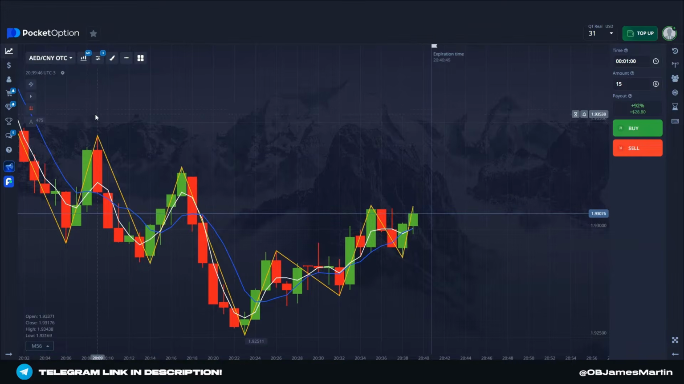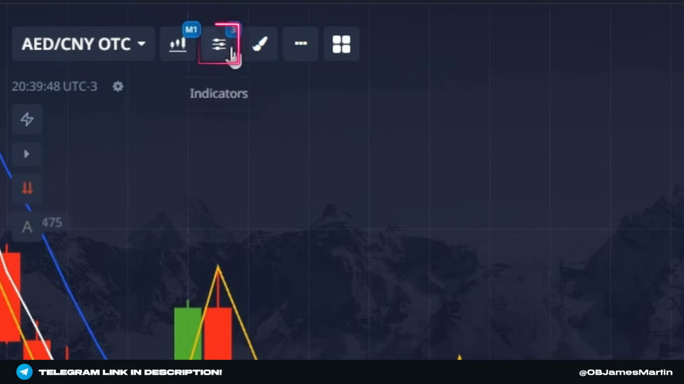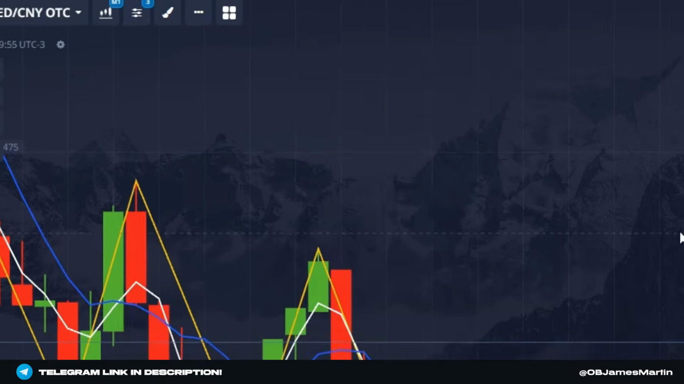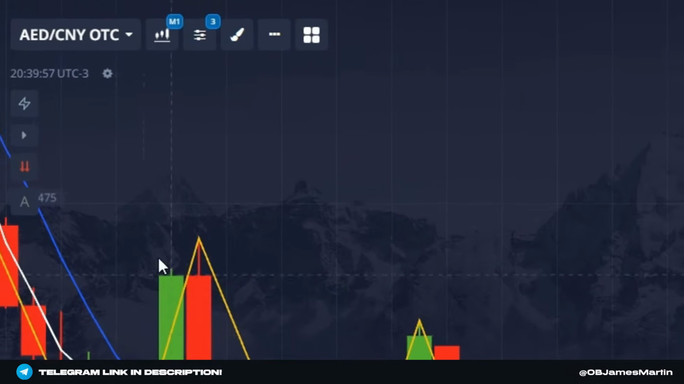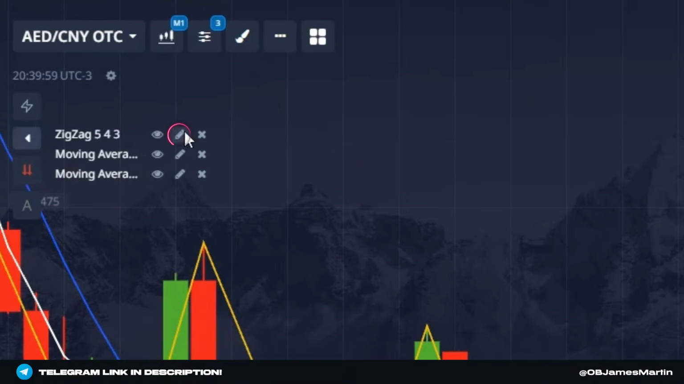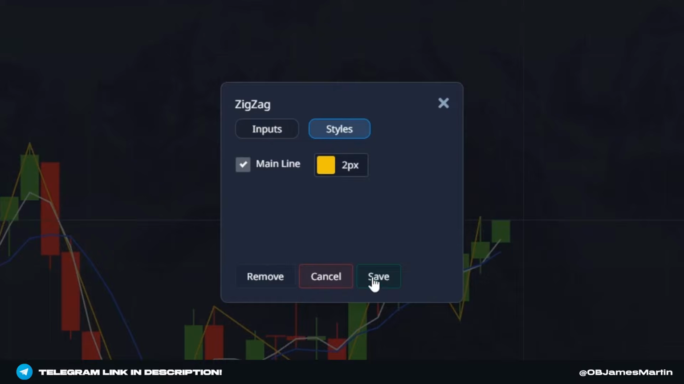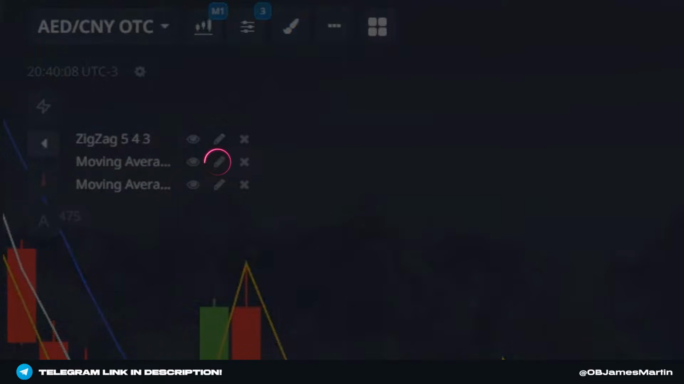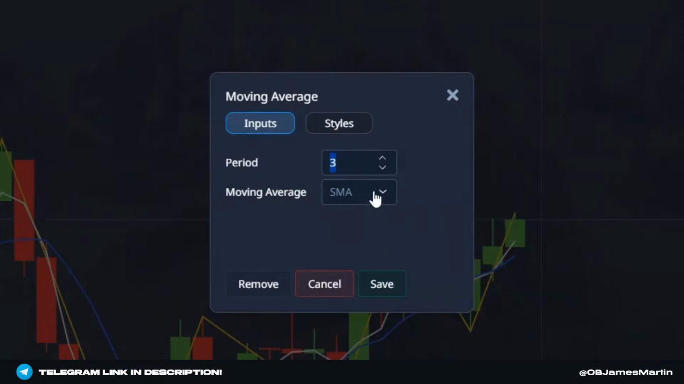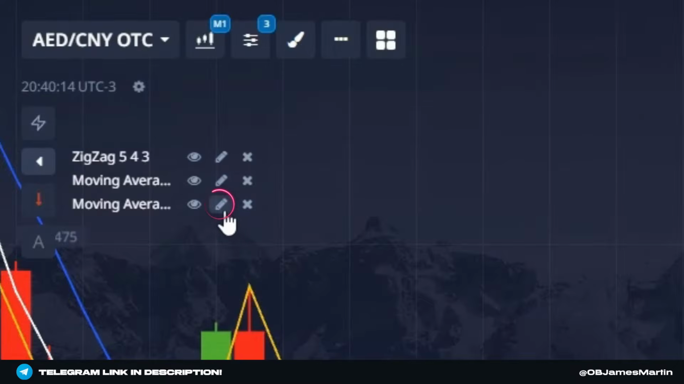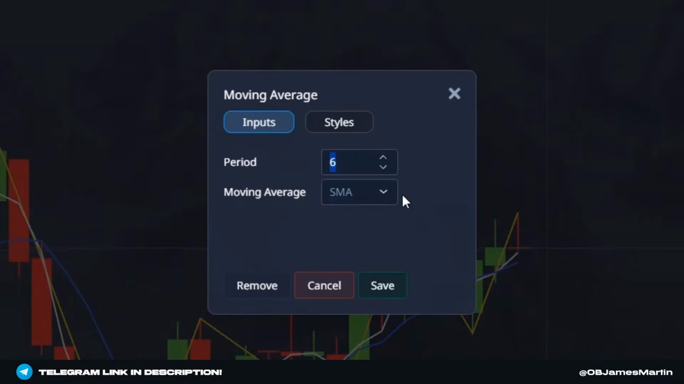Guys, today we're going to use only two indicators, alright? ZigZag and moving average. That is so simple and so good, right? For the ZigZag, we're going to use 5, 4, and 3 in the settings, excuse me. And that's the color that you're going to use. For the moving average, the first one is 3 simple movements. Second one, 6. All right.